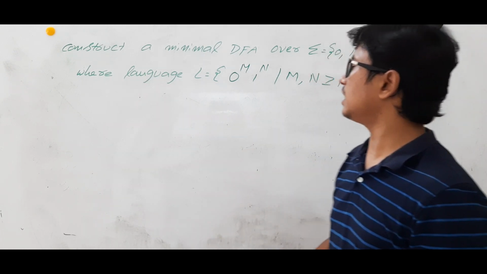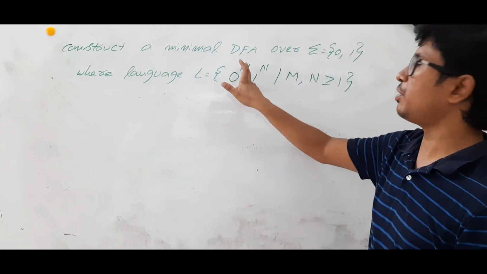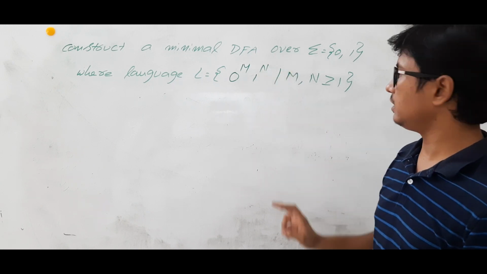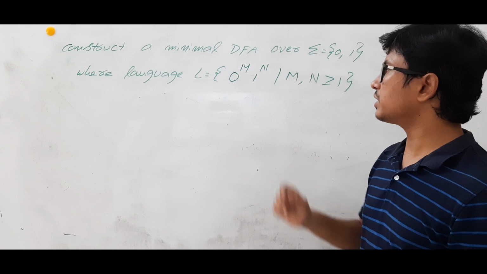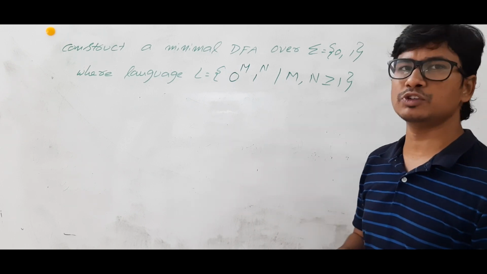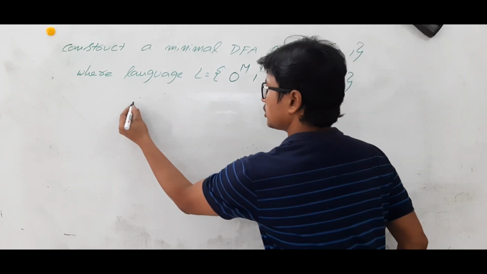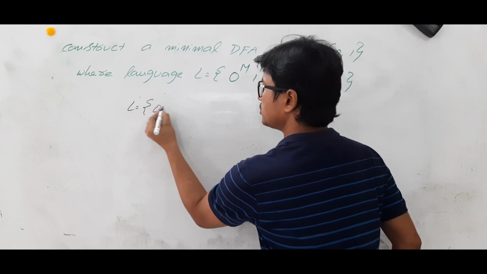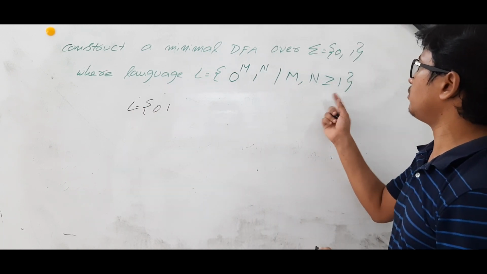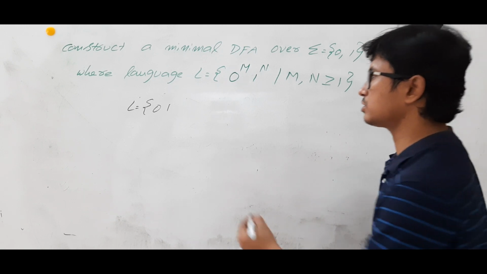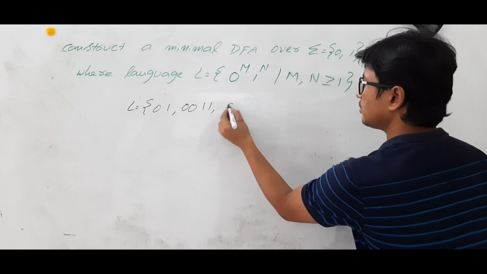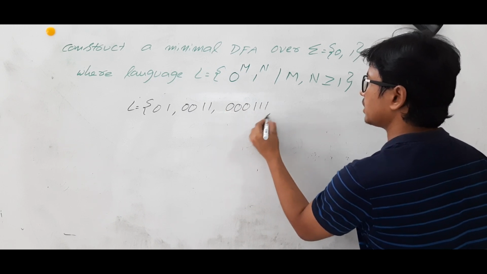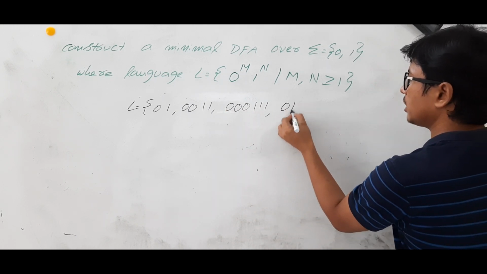Where language L consists of the pattern 0 power m, 1 power n, where m and n are greater than or equal to 1. So let me write the strings which belong to language L. The smallest string belonging to language L is 01, because m and n values can be equal to 1. Another string is 0011. Then another string possible is 00111. And the other string is 011.